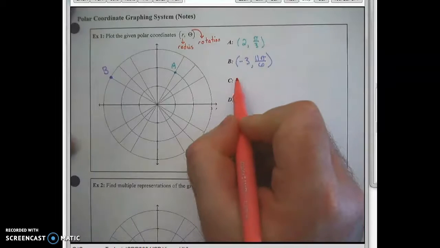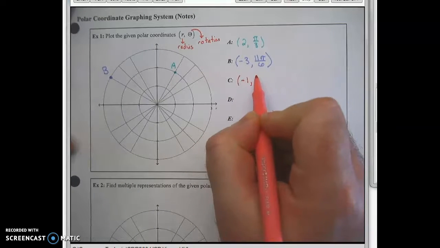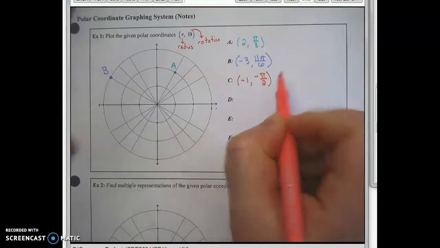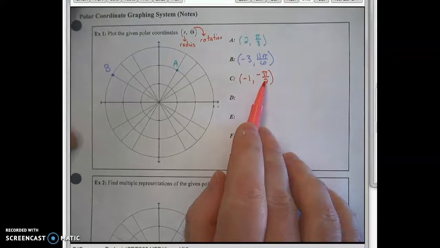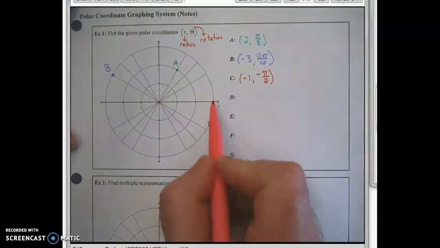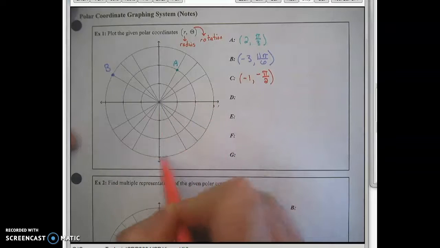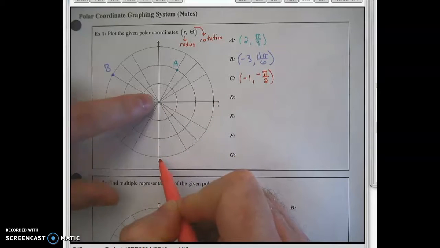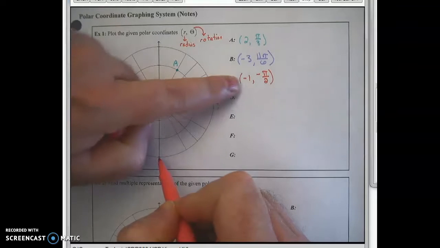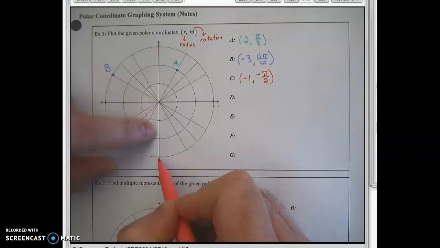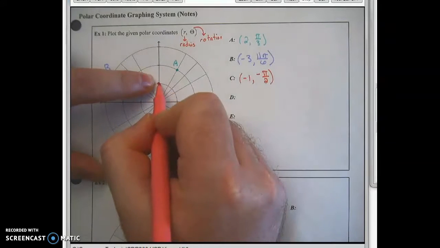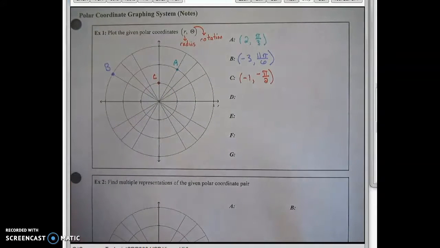Try another one. (-1, negative pi over 2). Like I said, it's always better to start with the rotation first and then look at the radius. So I'm taking a rotation of negative pi over 2. Remember, negative rotations go this way. Pi over 2 is 90. So I'm taking this positive radius and rotating it down here. These are the positive radii, and these are the negative radii. Now I go back to the origin. I want to go a radius of -1, so instead of going towards my marker or my angle, I'm going to go away because it's negative. And so now this is the point C.